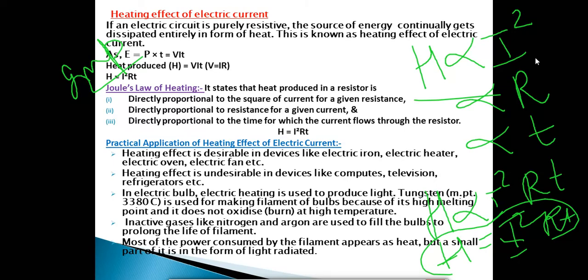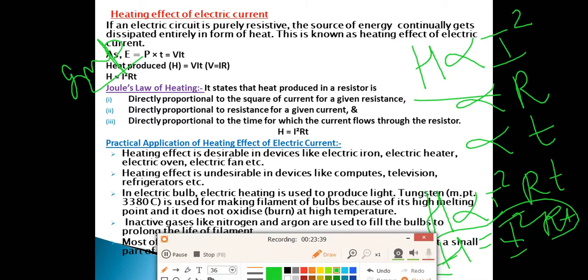Okay, so what does Joule's law of heating tell us? It states that heat produced in a resistor is directly proportional to the square of current flowing through the resistance, directly proportional to the resistance, and directly proportional to the time for which the current flows through the resistor. So H is equal to I square R T. Now we are going to read about the practical applications of heating effect of electric current.